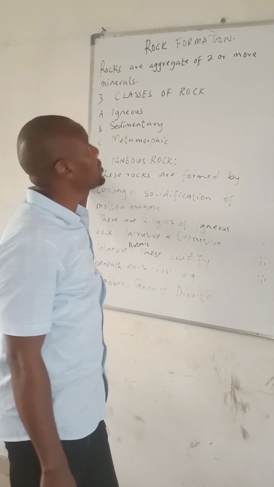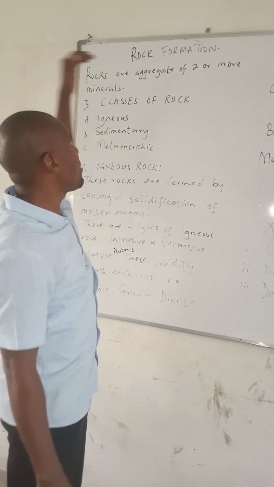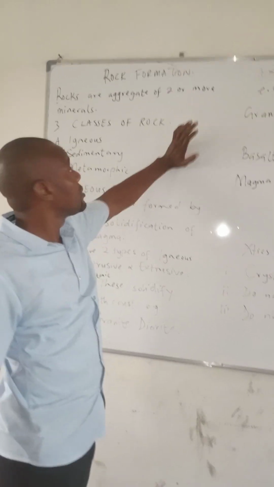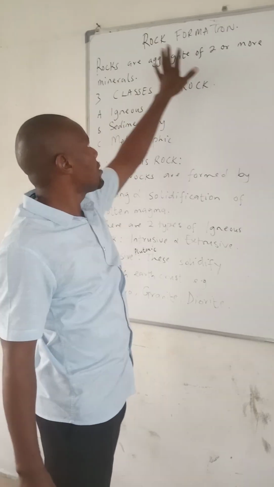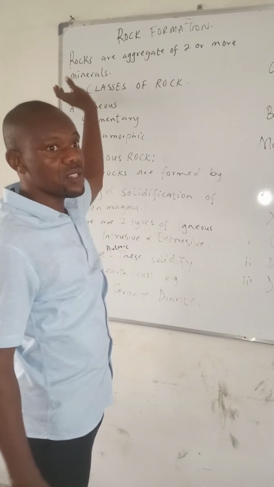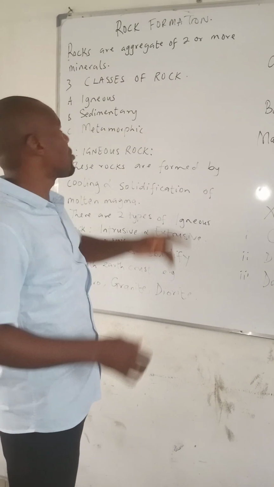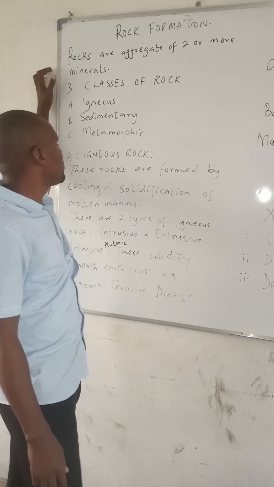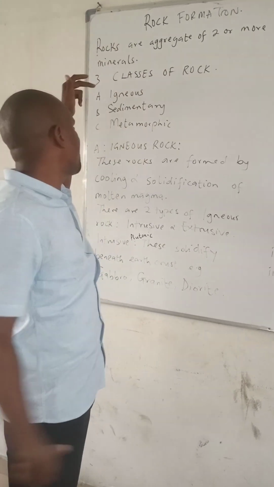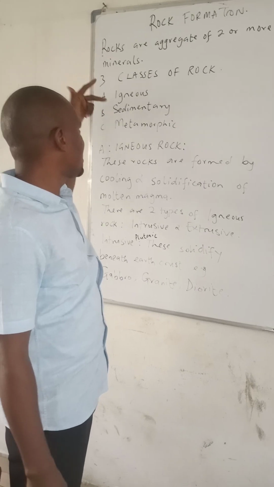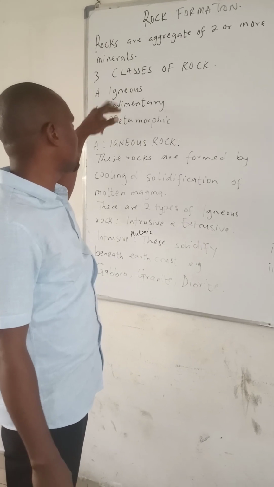Good everyone. In today's class, we'll be talking about rock formation. That is the topic for discussion. Rocks are aggregates of two or more minerals. When two or more minerals come together, we refer to that formation as rock. We have three main classes of rocks: the igneous rock, sedimentary rock, and metamorphic.